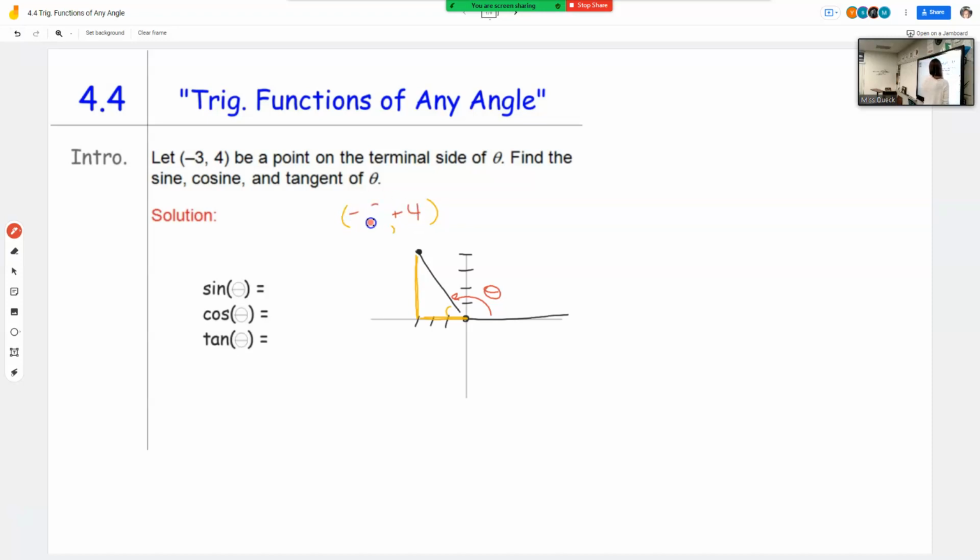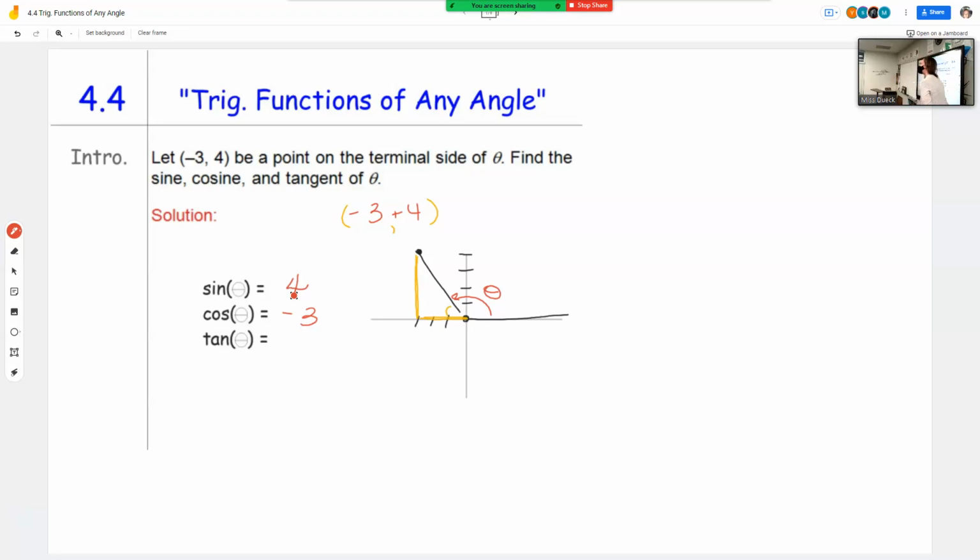Isn't that what you already have? Yes. Section 4.2. Didn't we say that x is cosine and the y is sine? Oh, and then it's 3/4. But wait a minute.